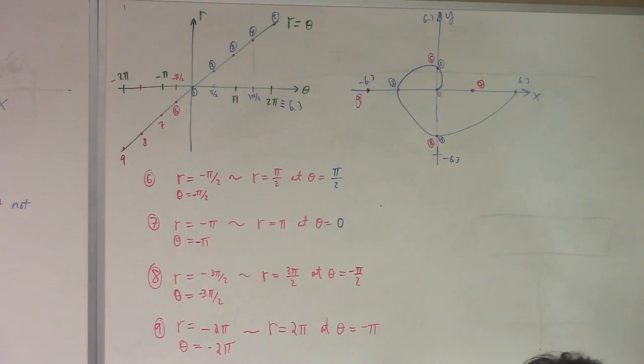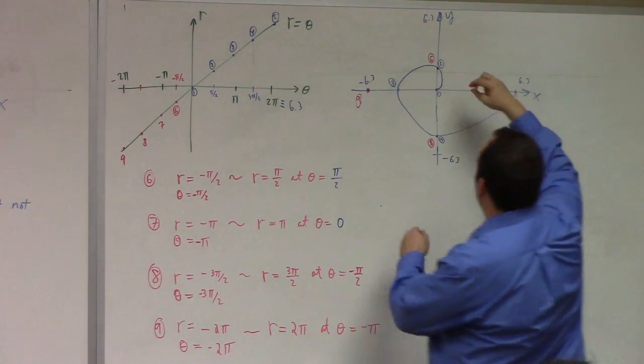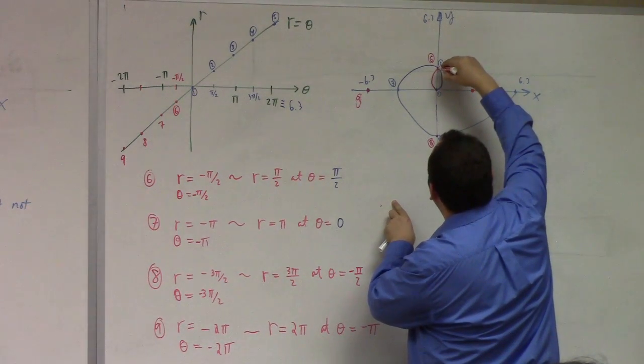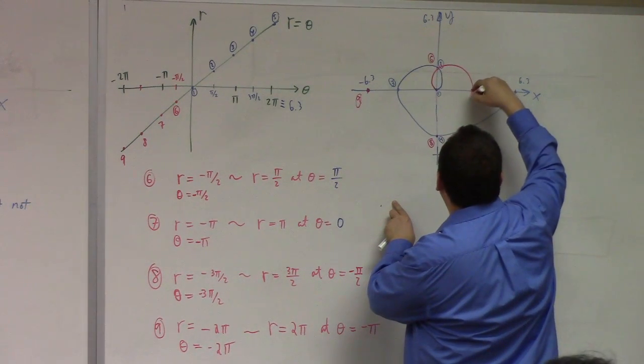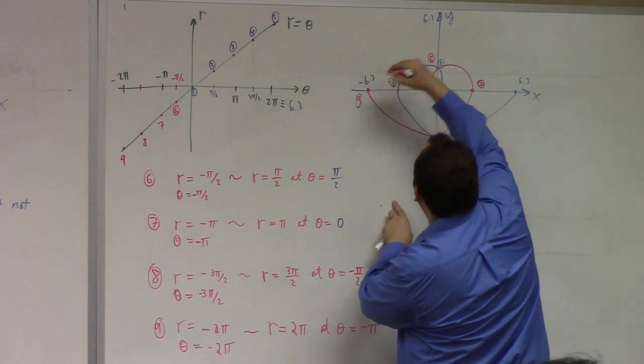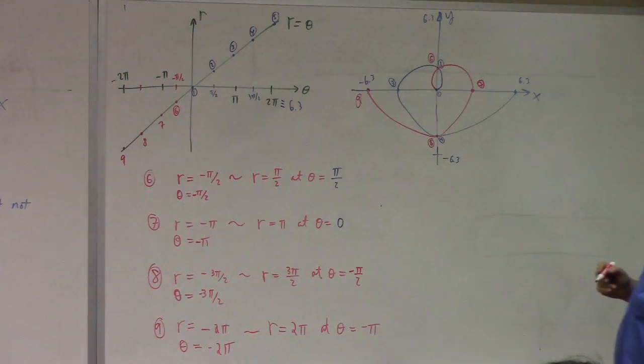This is fine. r equals 2 pi, theta equals minus pi. It's that 9 I drew up there. And let me draw the curve, then it'll become obvious what's going on. So we're going from 1 to 6 to 7 to 8 to there. So this is the polar curve r equals theta.